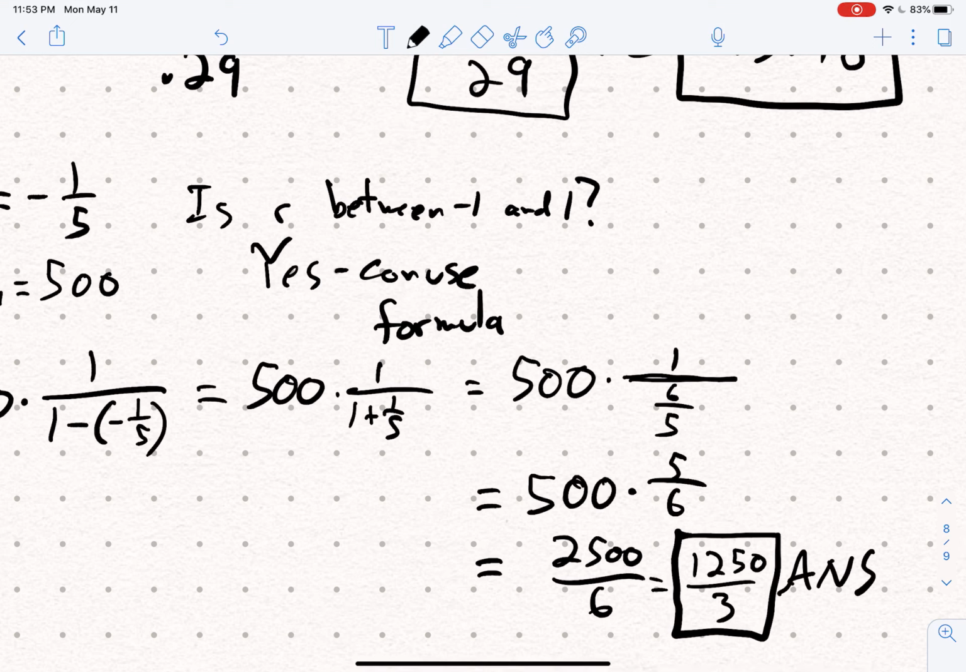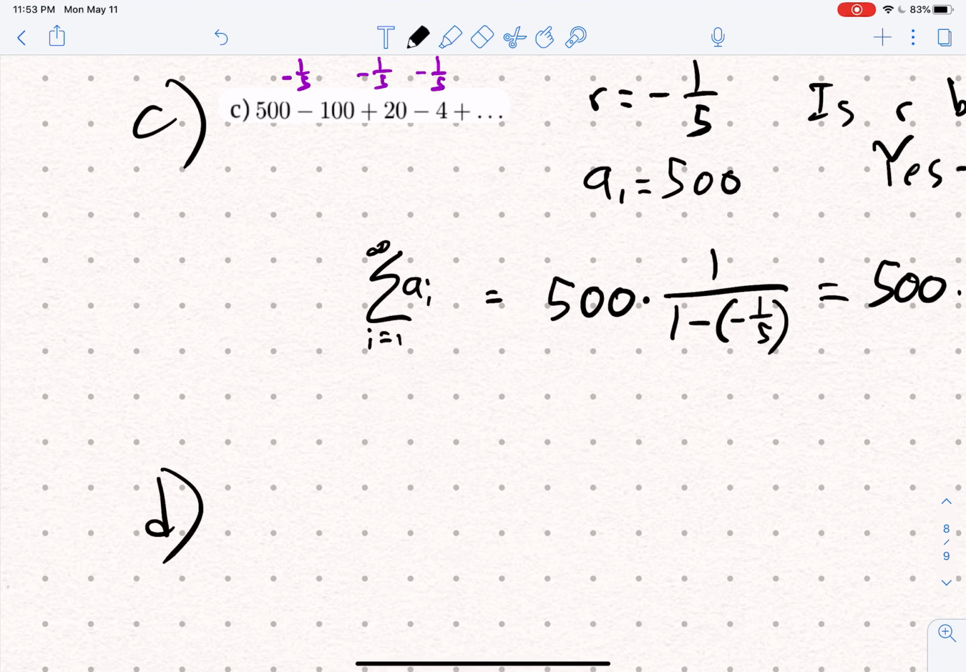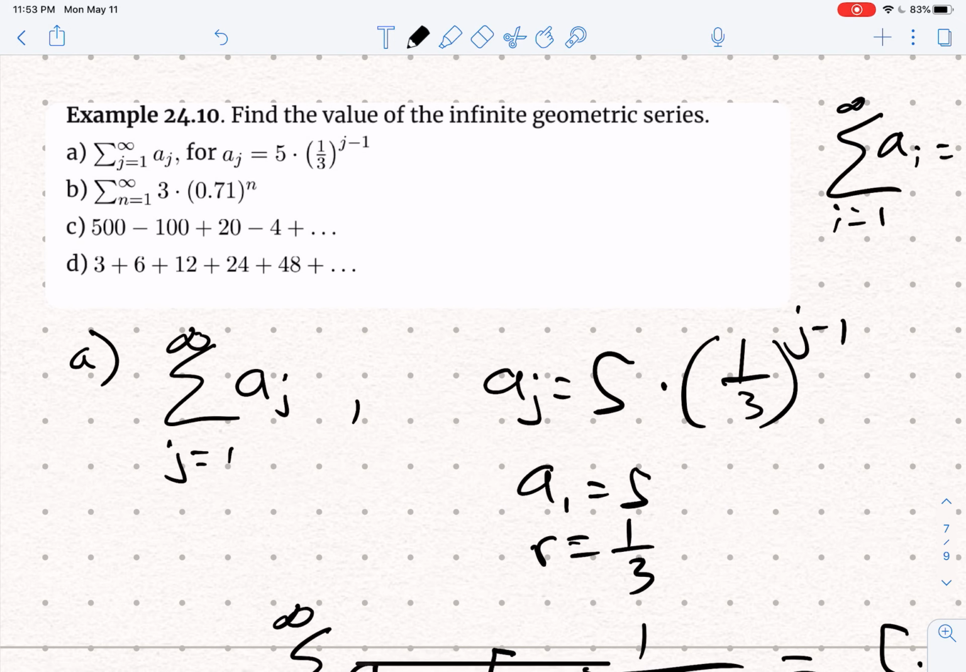That's exact. If you wanted to give a decimal approximation, you could divide in a calculator 1250 divided by 3 and then write down as many decimals of that as you wished. Okay. That's our answer to part C. Let's take a look at part D. Okay. So let's grab a copy here.